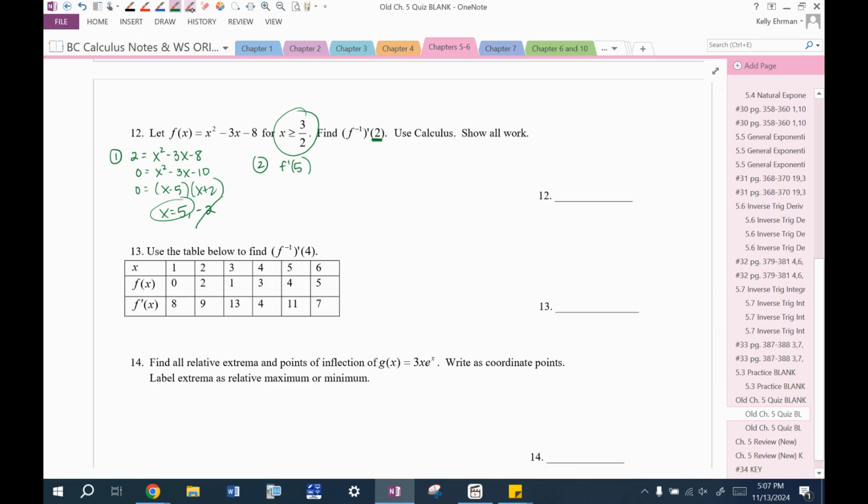So let's see. Let me find f prime first. So f prime of x is equal to 2x minus 3. So find f prime at 5. 10 minus 3 is 7.